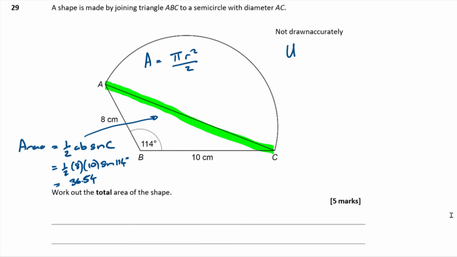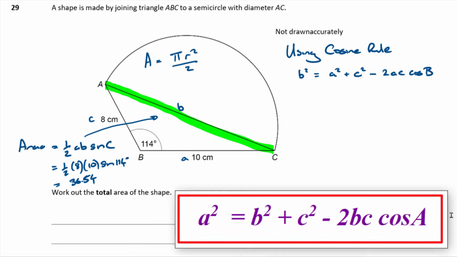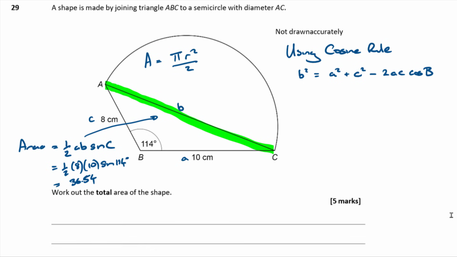So using the cosine rule, which states that we want B, don't we? This is side B. We label up the sides opposite the angles. So this is going to be side A, and this is going to be side C. So we want B, and so the cosine rule says B squared equals the other two things squared, A squared plus C squared, minus 2 lots of the other two things multiplied together, multiplied by the cosine of your angle. Okay, so that's what we're going to do. B squared equals A squared plus C squared minus 2AC cos B.